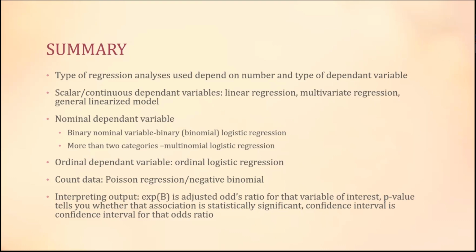And again, Poisson regression is a special case when you have count data, right? And then we went through all of this already. Just remember that your exponent beta is your adjusted odds ratio, and you should report that with your p-values and the confidence intervals for your adjusted odds ratio in your papers.